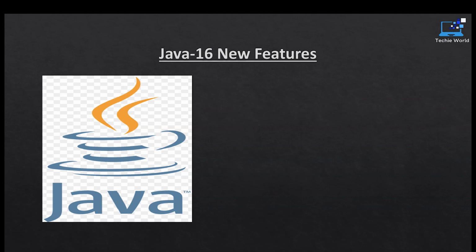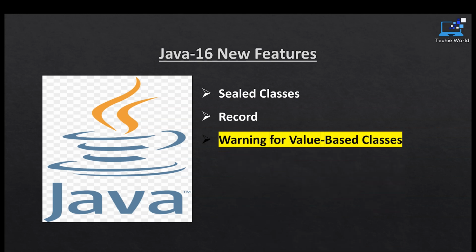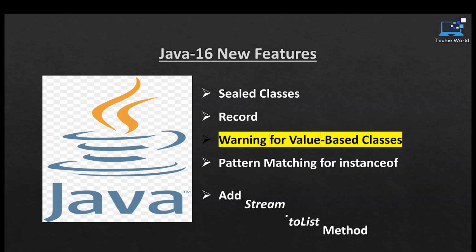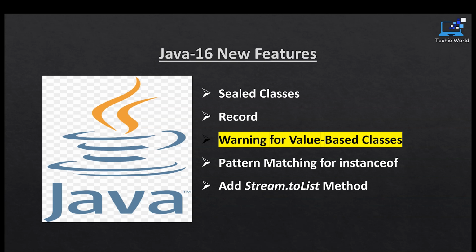So, in the Java 16 new feature series, we have already discussed sealed classes and records. The next topic that we are going to discuss is warning for value-based classes. Later we'll come up with a video on pattern matching for instanceof, also added Stream.toList, and the Vector API incubator. Now, the Vector API is still in the incubation phase, so we'll see when we come up with that. But definitely we'll get the video on all these topics.